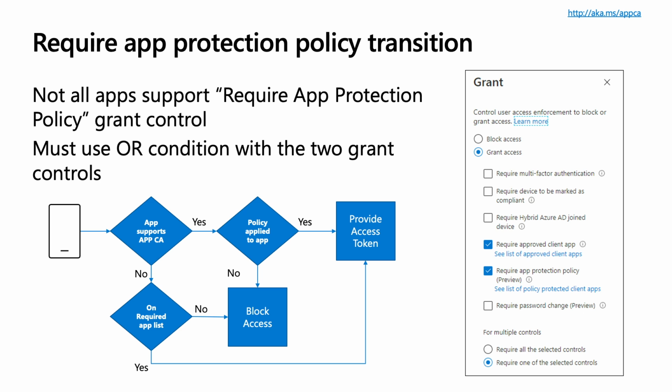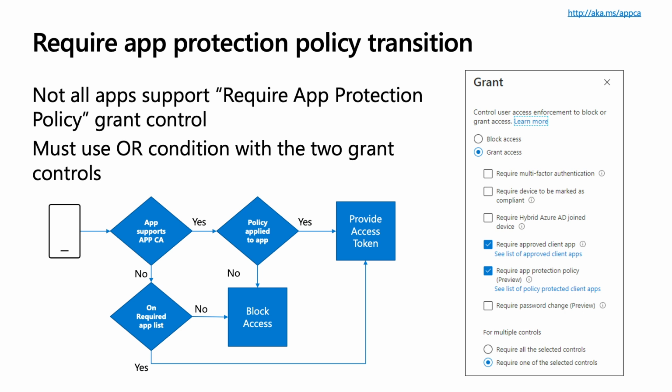So to support this transitory period, where we have a set of apps that don't support this new grant access control, and we have a set of apps that do support the require app protection policy grant access control, you have to make targeted changes within your conditional access policy. Specifically, you have to include both grant access controls with an OR operator. What this does is, behind the scenes, Azure Active Directory is aware of which apps support the require app protection policy grant control and which apps do not support it.